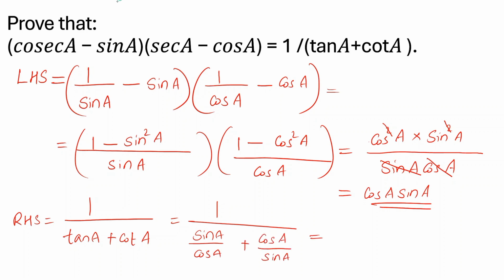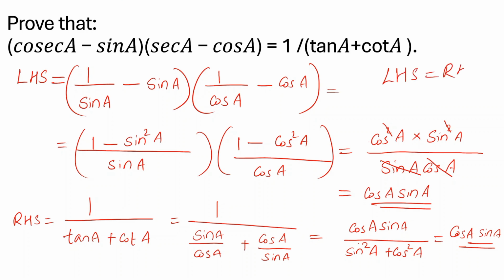Cross multiply. While cross multiplying we get cos A sin A divided by sin²A plus cos²A. Sin²A plus cos²A, what is this? The denominator will be 1 and the answer is cos A sin A. So we proved LHS equals RHS. Hence, the equation is proved.